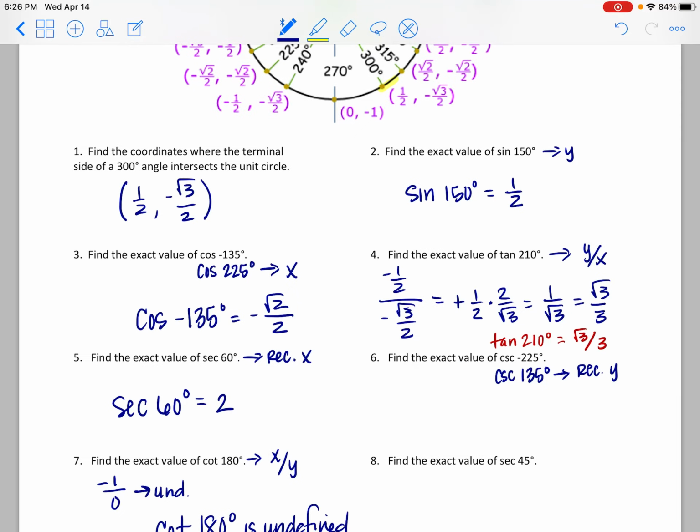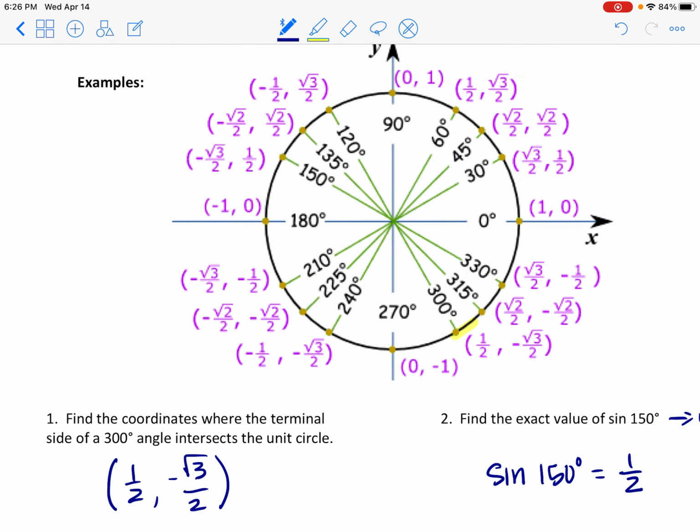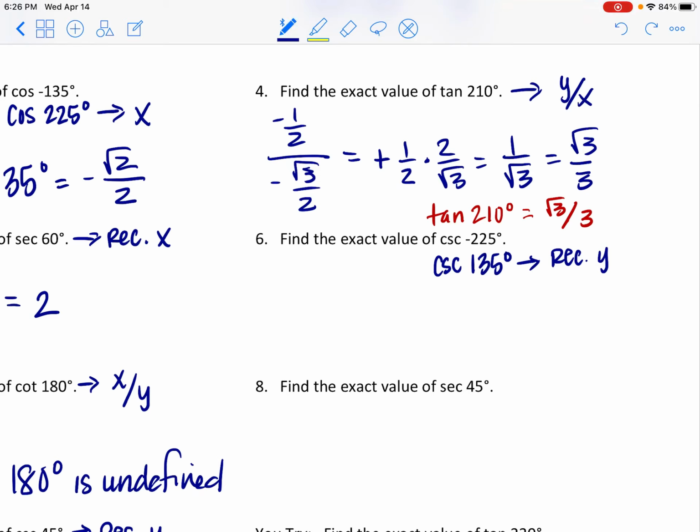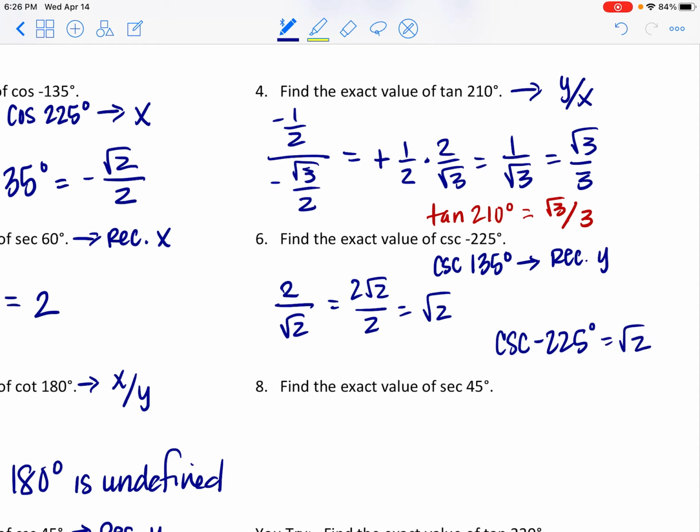So at 135, our y value is radical 2 over 2. So we want the reciprocal of radical 2 over 2. The reciprocal of radical 2 over 2 is 2 over radical 2. We just did that one a minute ago, so that's going to become 2 radical 2 on the top, and then 2 on the bottom, which is just a radical 2. So we're going to say that the cosecant of negative 225 is radical 2.